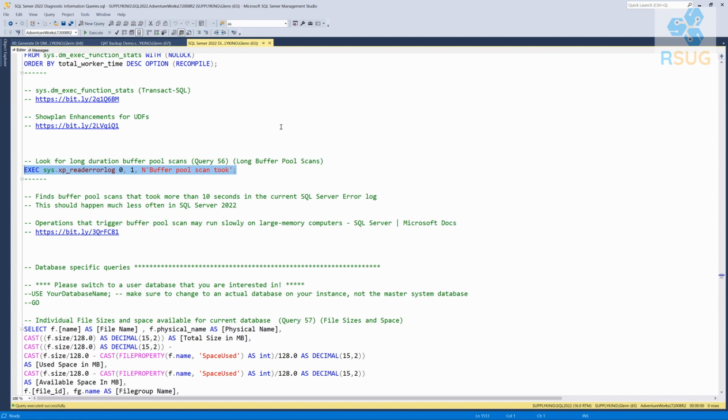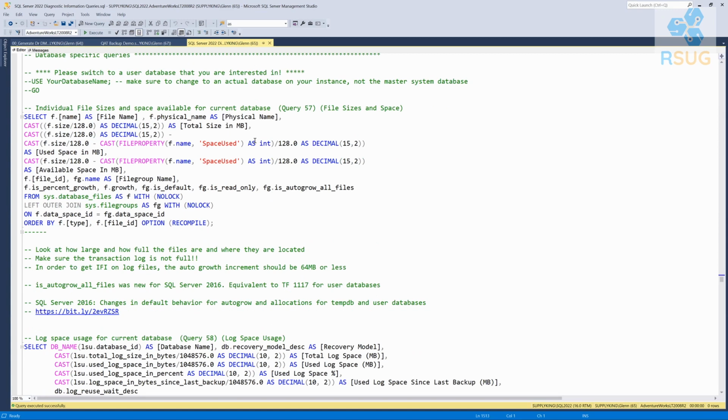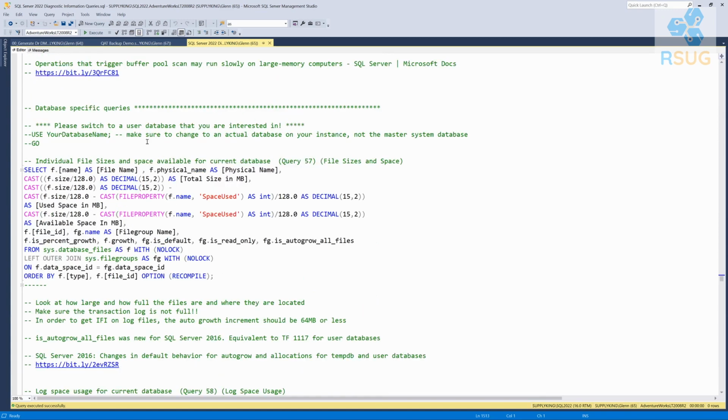I disagree. I don't think Brent said to ignore it. He probably had a bunch of caveats about it. I don't think he would ever just say ignore it. But anyways, the next bunch of the queries are database specific.